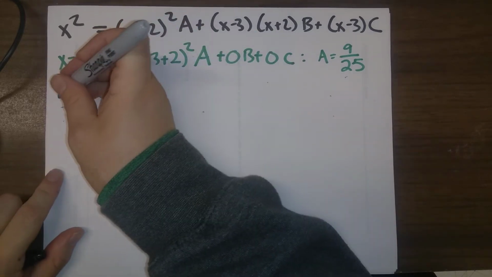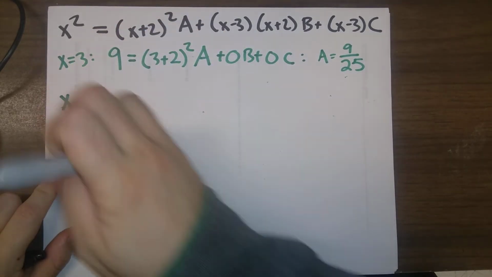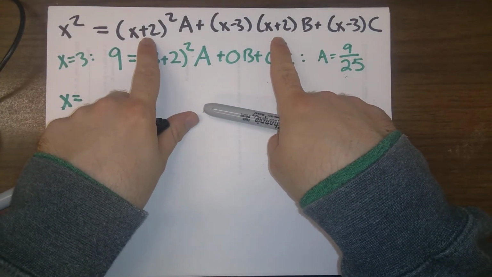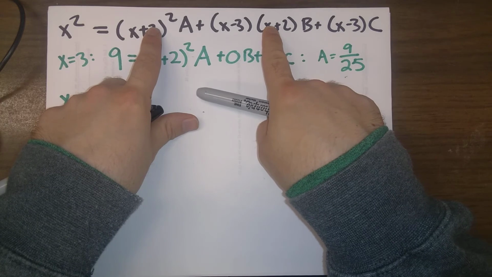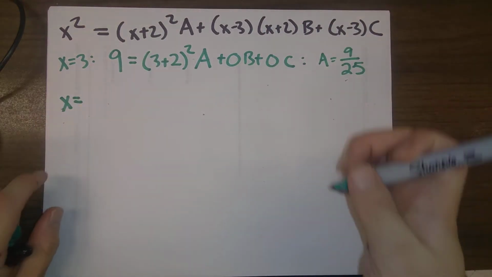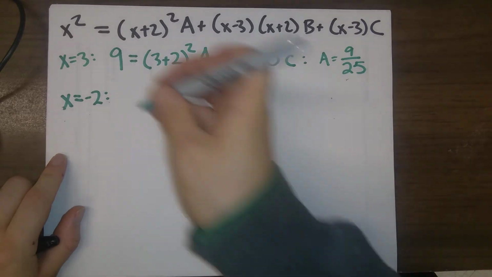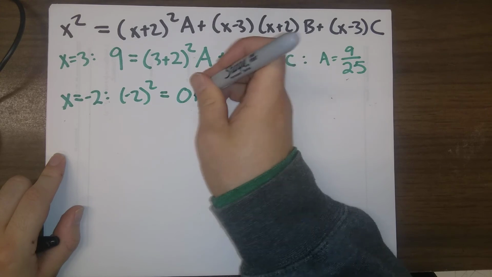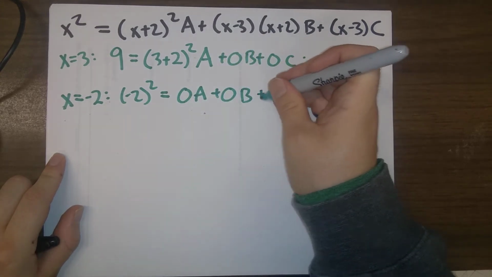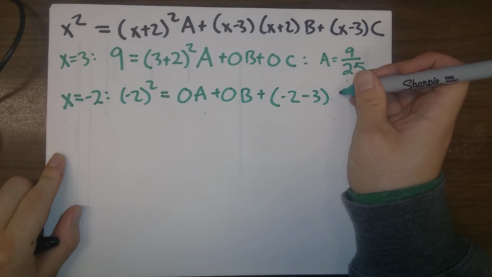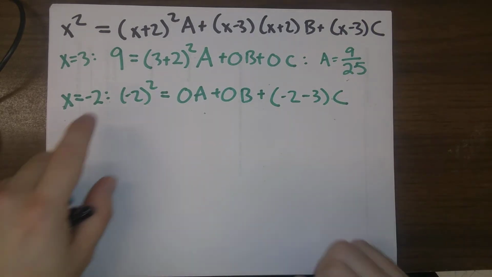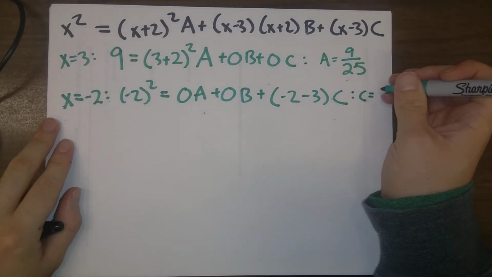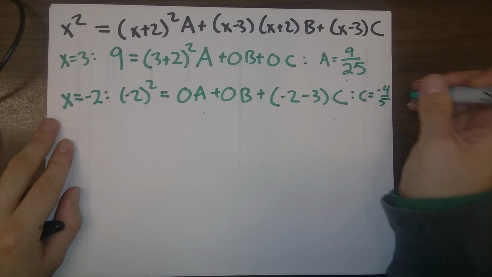Okay, so what else do we have? Well, the other easy case is, if we plug in x is equal to minus 2, these two terms are going to become 0, and then we can figure out what c is. So minus 2 squared is equal to 0 times a plus 0 times b plus (minus 2 minus 3) times c. So 4 is equal to minus 5c. So this tells us c is equal to minus 4/5.